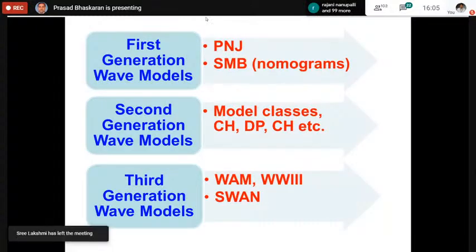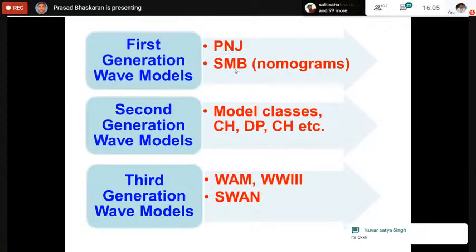Now, as I said earlier, you have the first generation models, second generation models, and third generation models. I already talked about the PNJ and SMB nomograms. PNJ stands for Pierson, Neumann, James. SMB stands for Sverdrup, Munk, and Bretschneider. So these are basically nomograms. In the coming slides, I'm going to show you how a nomogram looks.